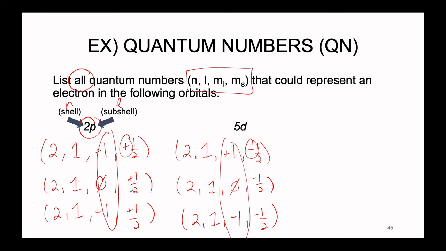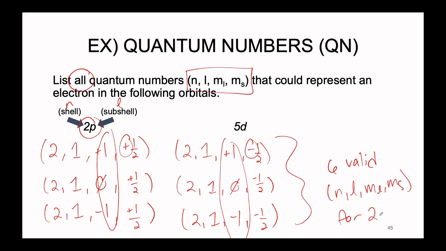So there are 1, 2, 3, 4, 5, 6 valid n, l, m sub l, m sub s combinations for an electron that could be found in a 2p orbital. Beyond this, any additional combination we would write or could write breaks a rule in some way. So there are 6 valid and, technically speaking, an infinite number of invalid organizations for how an electron could be referred to in the 2p orbital. So these are the 6 valid ones.